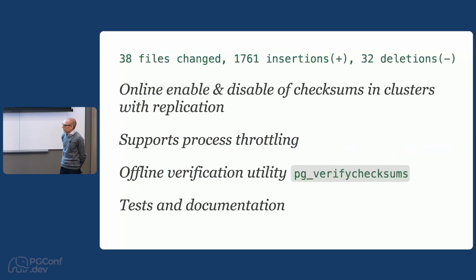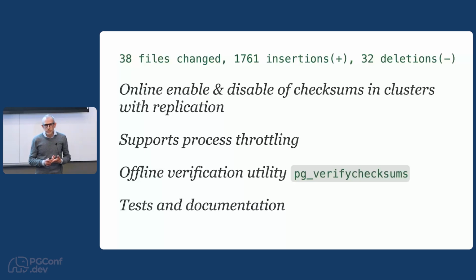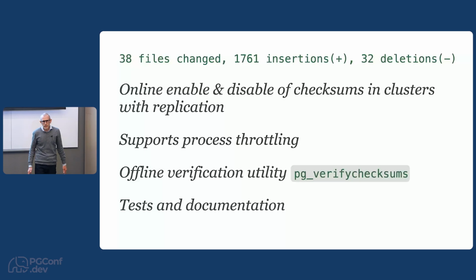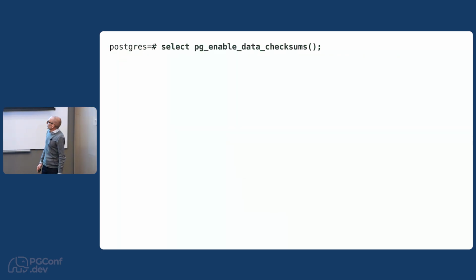And it was roughly just north of 1,700 lines. It could do online enabling and disabling of checksums. It fully handled replicated clusters. It supports process throttling, because essentially at this point you're shipping your database through the WAL stream, so being able to at least limit the amount of I/O incurred is obviously a good idea. It had an offline verification utility called pg_verify_checksums, and it had tests and documentation. So it was the complete package. And it looked like this.